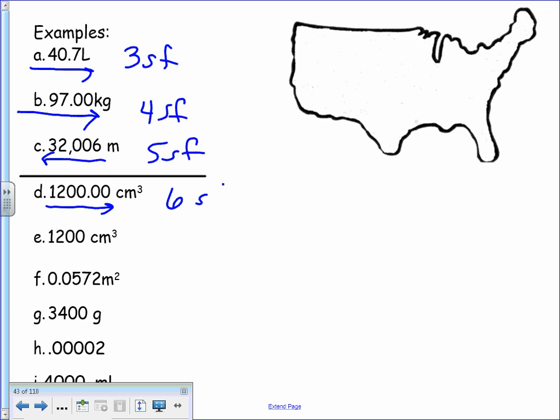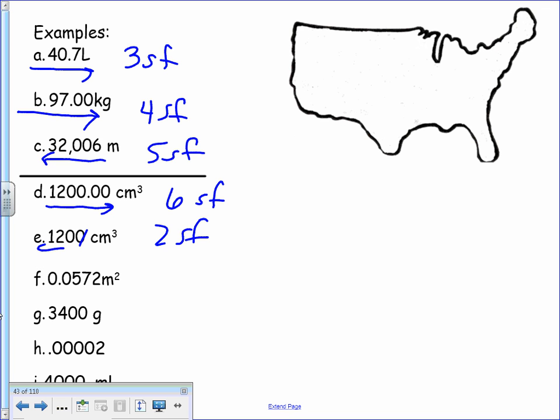6. E. Decimal is absent, so start from the Atlantic. Absent, Atlantic, right? Start from the Atlantic and count. So ignore the zeros and you have 2 sig figs. So far, D is the most precise of them all because you have a lot more sig figs. So that's how we're going to be counting.